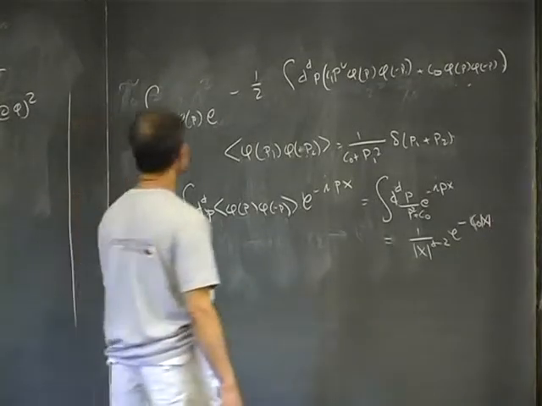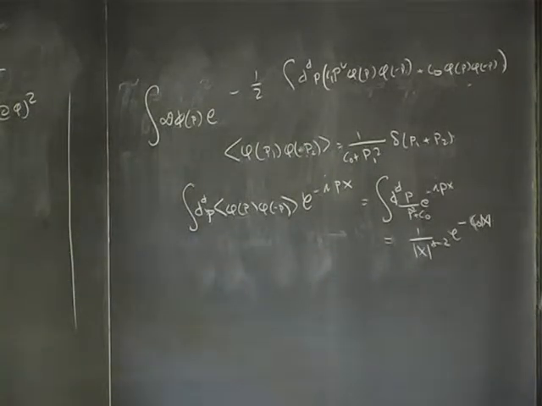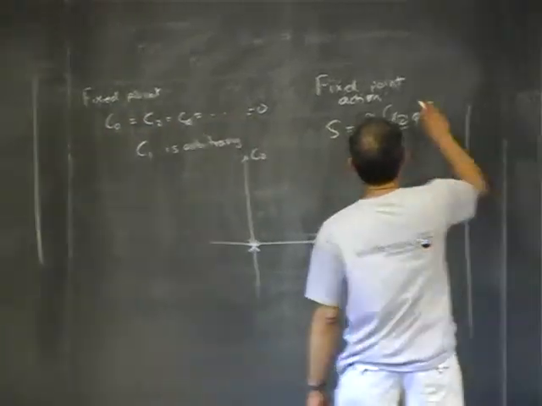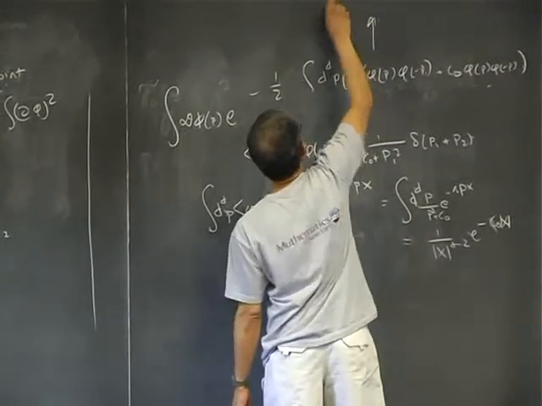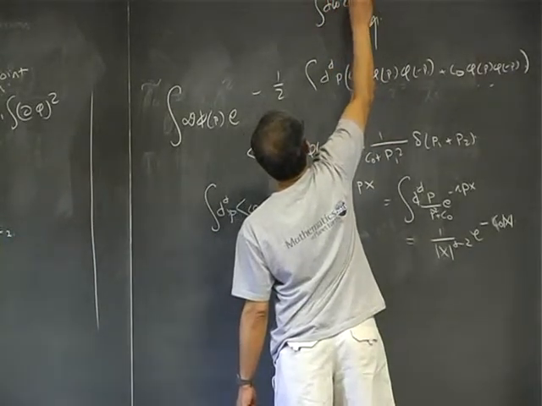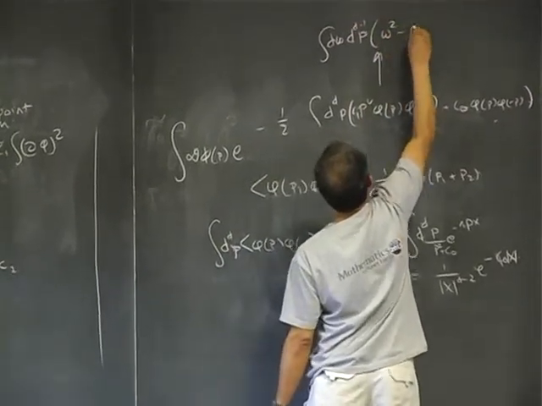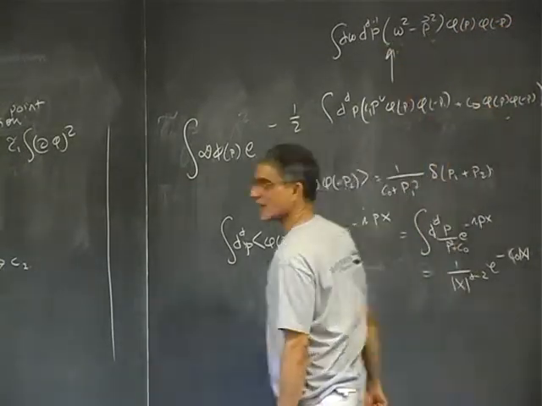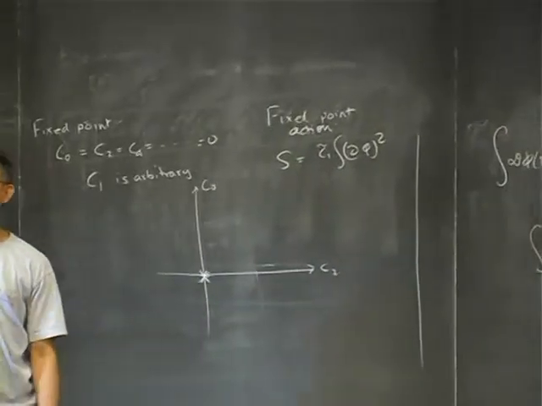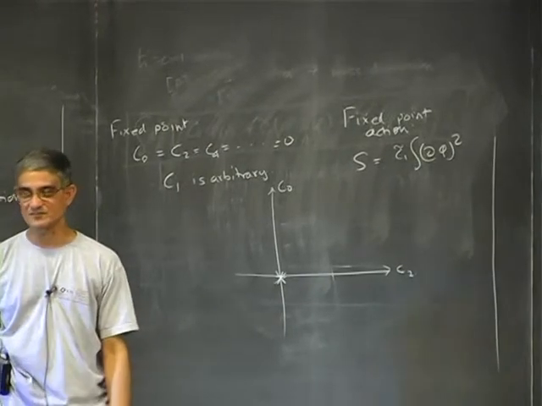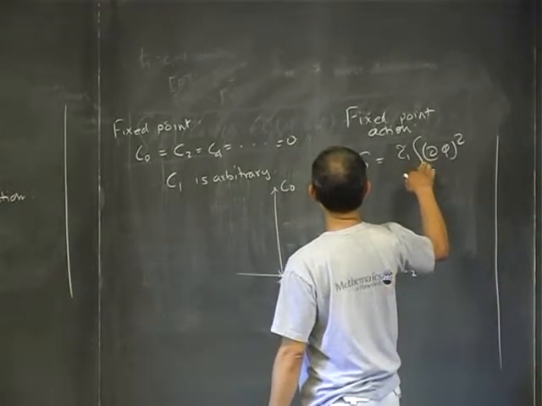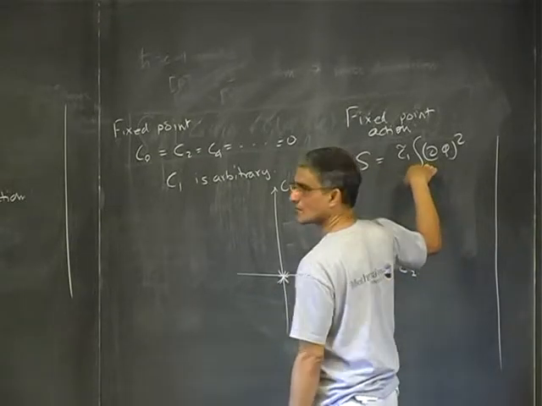Another reason why this is called massless: this is a Euclidean theory, so there is really nothing like an energy or a momentum, but if you analytically continue this to normal Lorentzian signature, this action in momentum space would have become d omega d d minus 1 p, omega squared minus p squared, phi of p phi minus p. So the on-shell condition of this action is omega squared equal to p squared, which is the relativistic dispersion relation for a massless particle. So the fixed point describes an action which corresponds to a massless field.